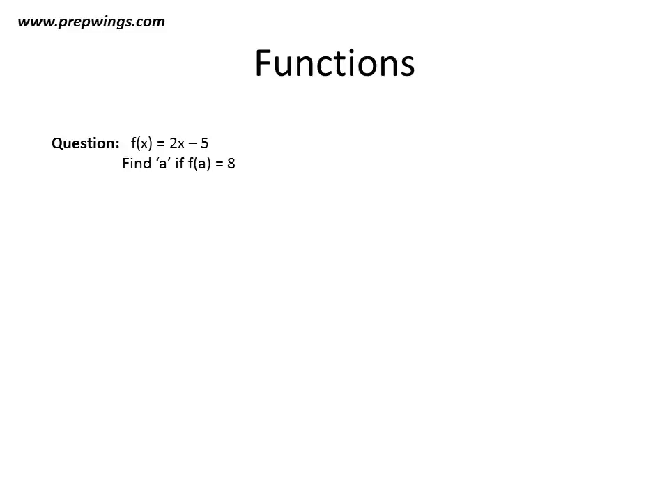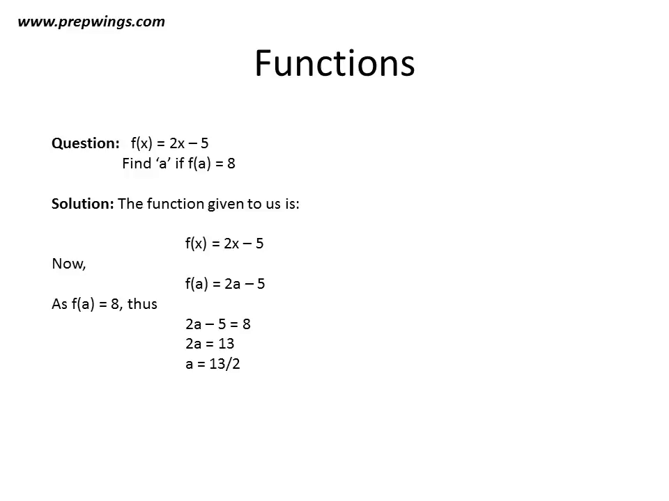Now we'll do a question here first. It says f of x equal to 2x minus 5. We have to find a if f of a is equal to 8. So if f of x equal to 2x minus 5, what this means is if I input x to this function, I will get 2x minus 5 as output. Now if I input a to this function, which means f of a, then the output will be 2a minus 5. And f of a is given as 8. So 2a minus 5 will be equal to 8. So a equal to 13 by 2. Thus a equals 13 by 2.